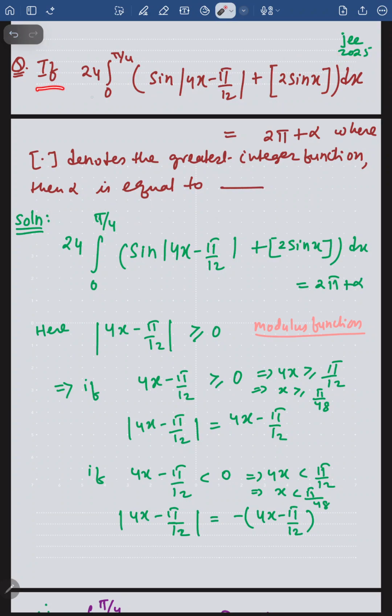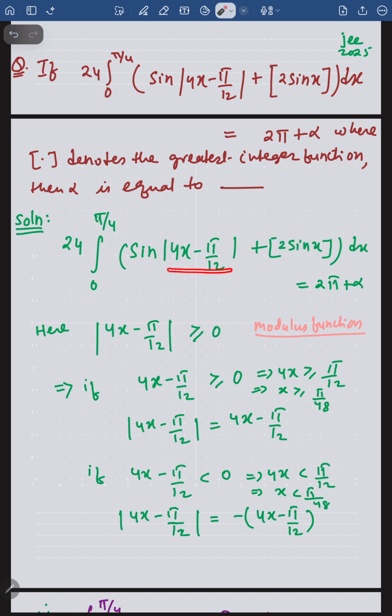JEE 2025: if 24 times the integral from 0 to pi by 4 of the function sine of mod of 4x minus pi upon 12 plus the greatest integer function of 2 sin x dx equals 2 pi plus alpha, where the symbol denotes the greatest integer function, then alpha is equal to what? So for the solution I have just written the whole expression once again.